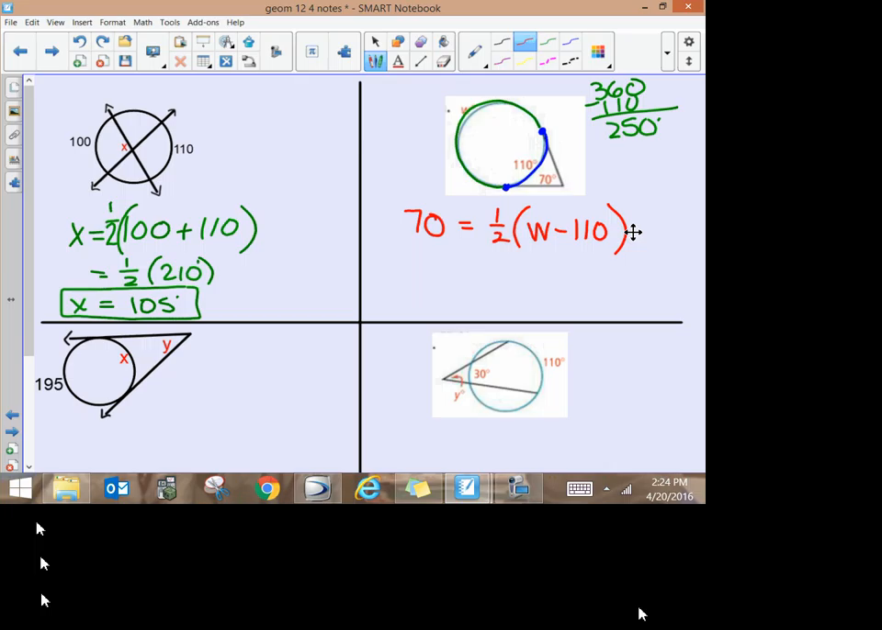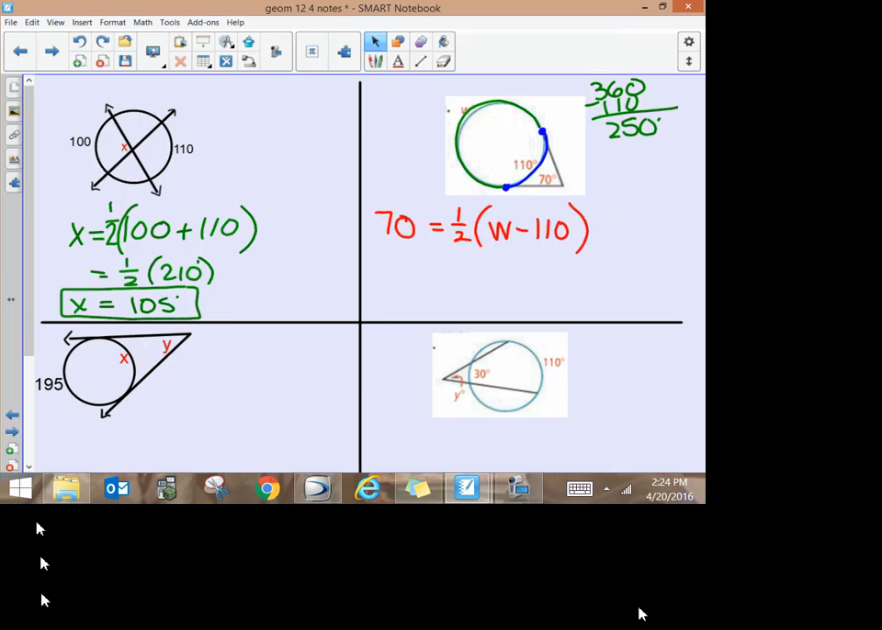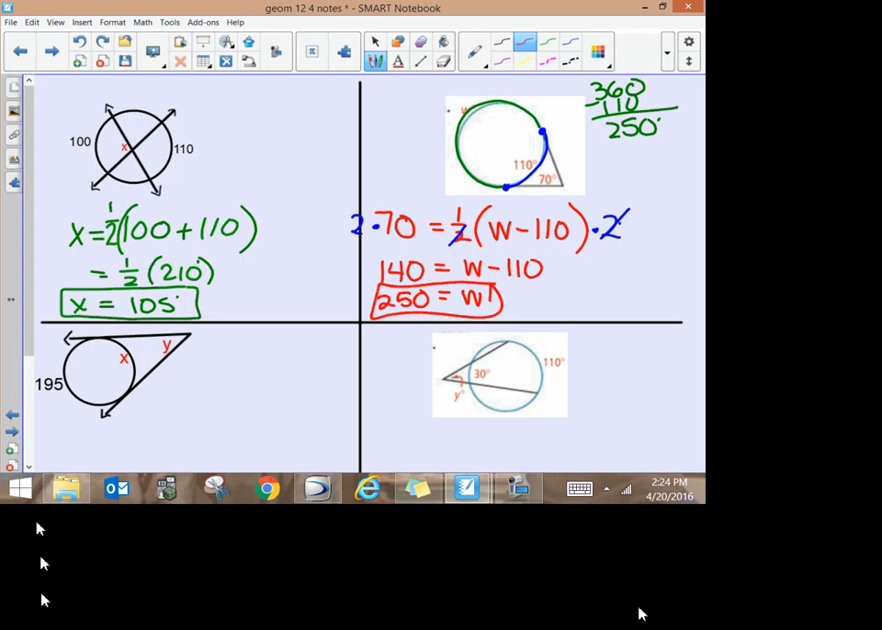All right. Now the half. You can either distribute the half, but then you're going to have to deal with it, or how else do we get rid of a half? Multiply by 2. 2 times 1/2 is gone. Okay, very good. So what is that? 140 equals W minus 110. W equals 250, a different way than we had up here, but the same result. Okay? It doesn't matter, you just got to deal with what you think about doing. We don't all think the same. All right.